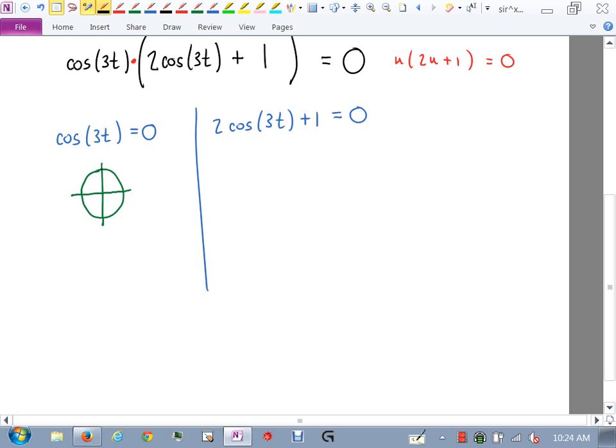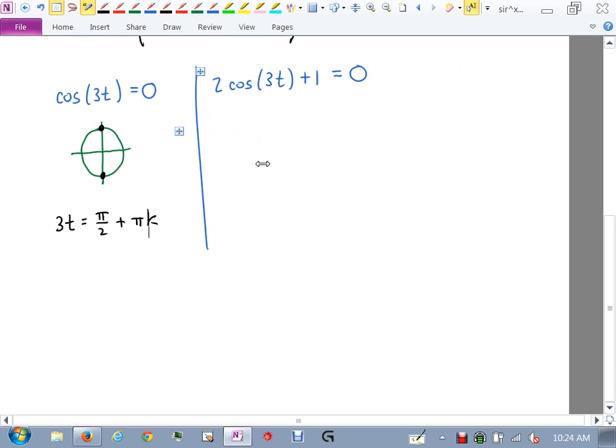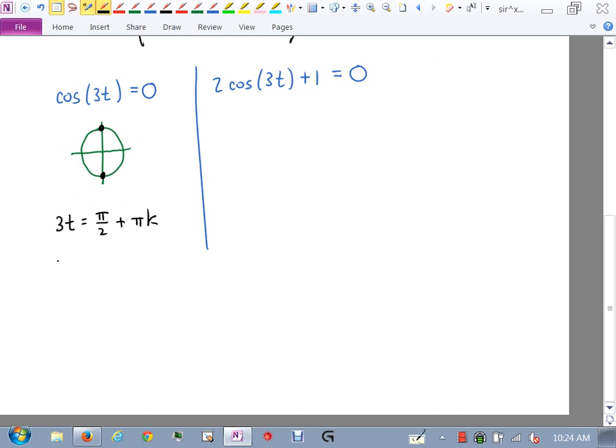Cosine is the x-coordinate. Where's the x-coordinate 0? The top of the circle and bottom of the circle, right? So we have 3t must be pi over 2 plus pi k, which means that not 3t, t must be pi over 6 plus pi k over 3.